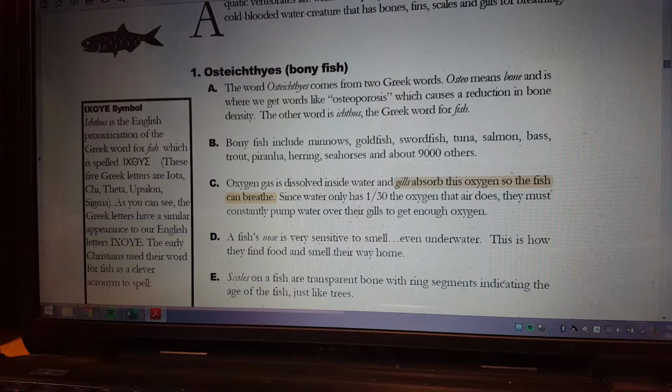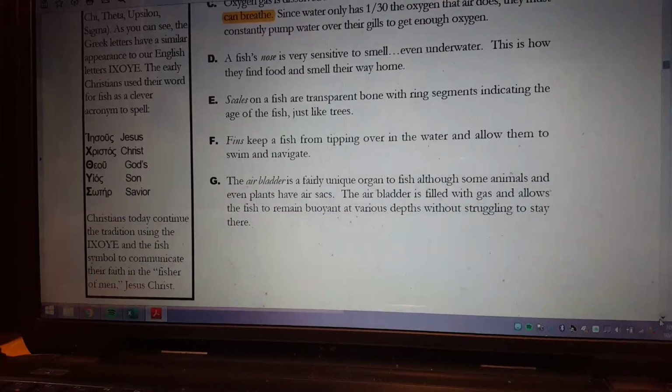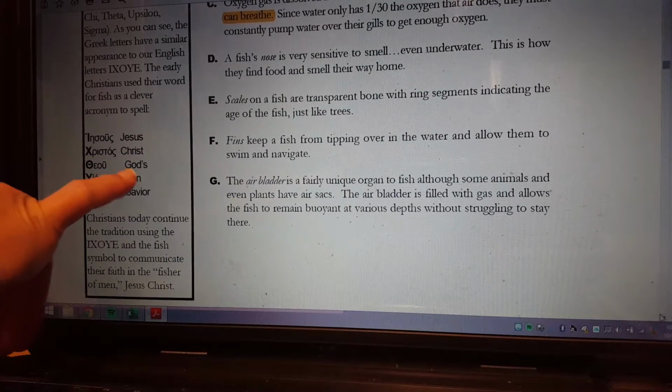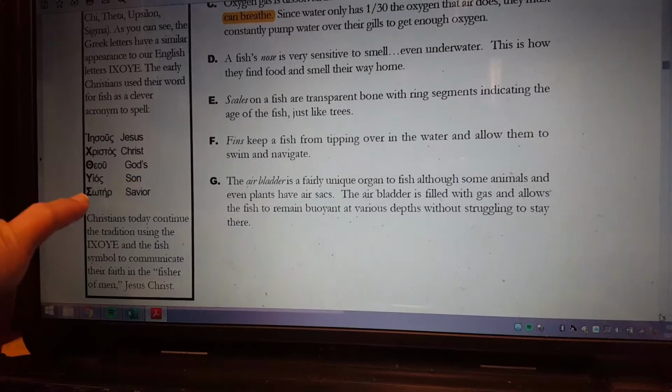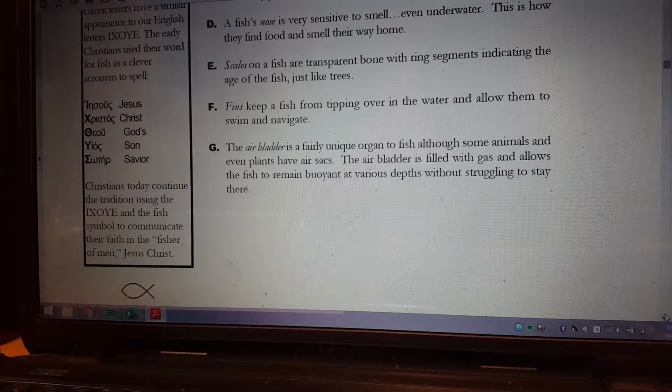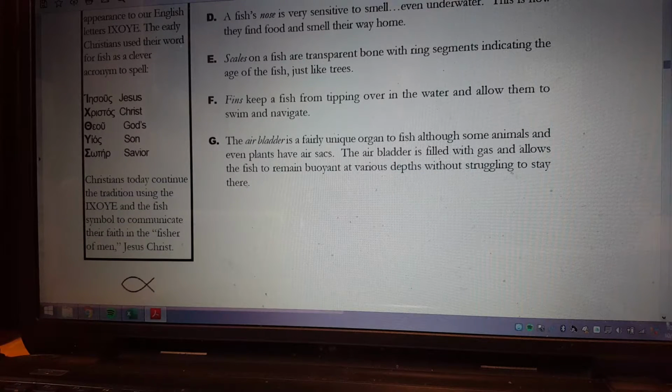IXOYE. The early Christians used their word for fish as a clever acronym to spell: I, Jesus; X, Christ; O, God's; Y, Son; E, Savior. Christians today continue the tradition using the IXOYE and the fish symbol to communicate their faith in the fisher of men, Jesus Christ. Okay, and let's move on to page 24.